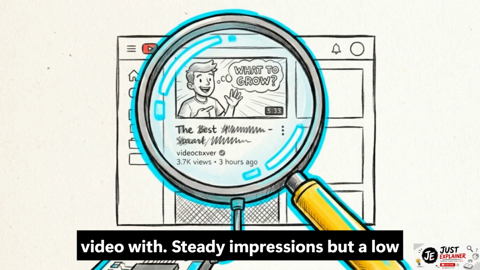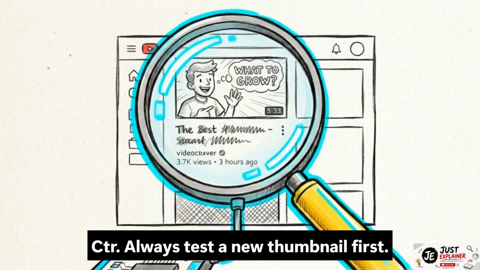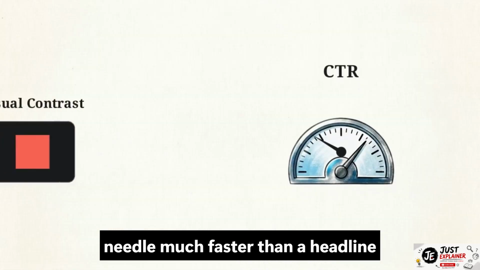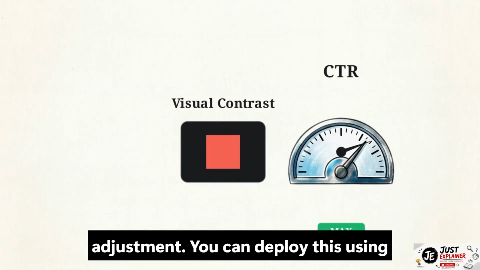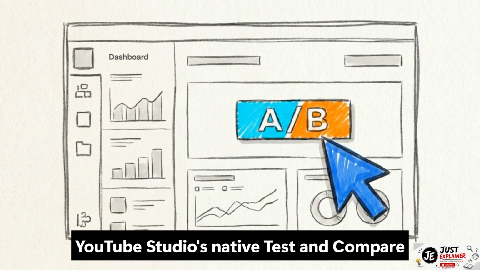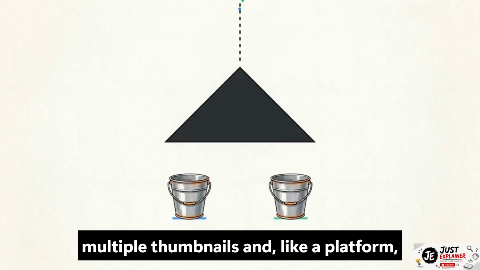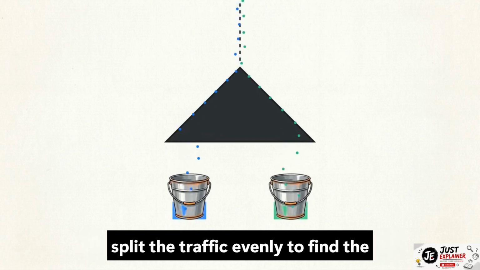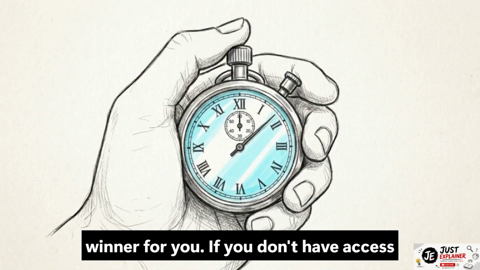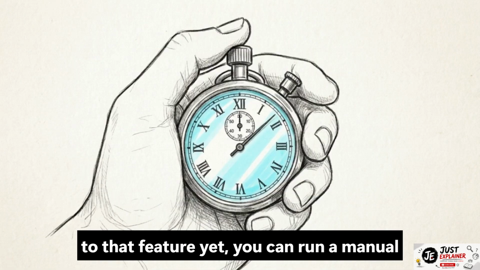If you have a video with steady impressions but a low CTR, always test a new thumbnail first. Visual contrast typically moves the needle much faster than a headline adjustment. You can deploy this using YouTube Studio's native Test and Compare feature. This tool allows you to upload multiple thumbnails and let the platform split the traffic evenly to find the winner for you. If you don't have access to that feature yet, you can run a manual test.